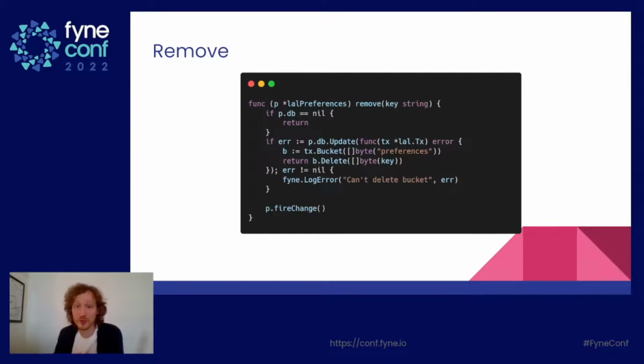Looking at the remove, very, very similar. We use the update function again for read and write access, grab the bucket, delete, and then at this time we call fire change again to resync the app.